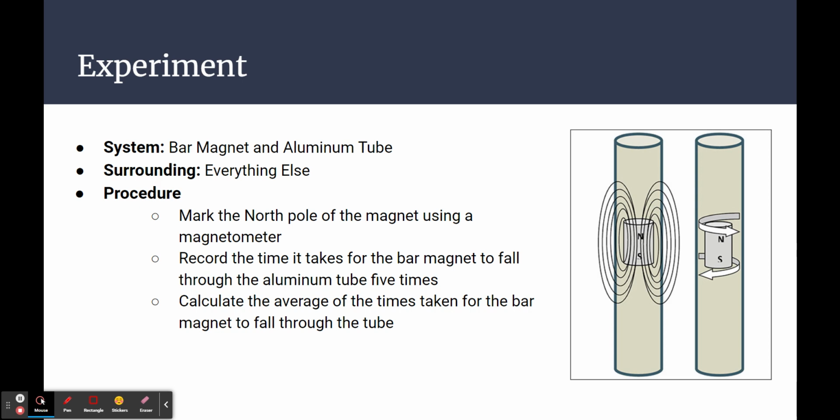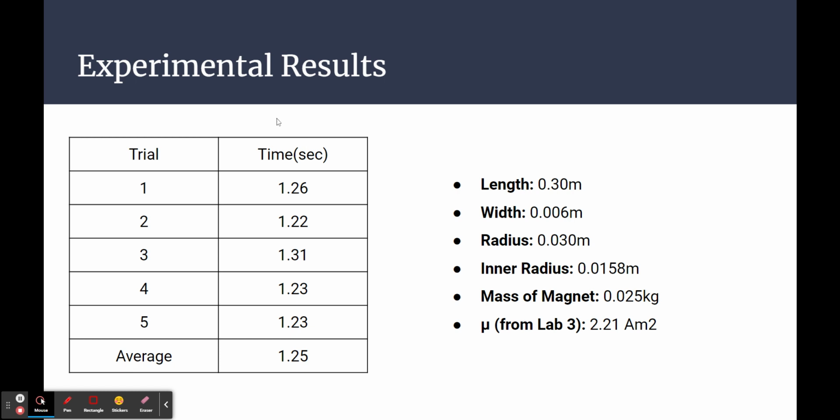For the procedure, we mark the north pole of the magnet using a magnetometer on my phone, and record the time it takes for the bar magnet to fall through the tube 5 times. We take the average of those 5 times to determine the average time for the bar magnet to fall through the tube. Here are all the results, and the average time is 1.25 seconds. To the right, we have the length, width, radius, inner radius, mass of magnet, and mu from lab 3. All of this is used in our computational model.